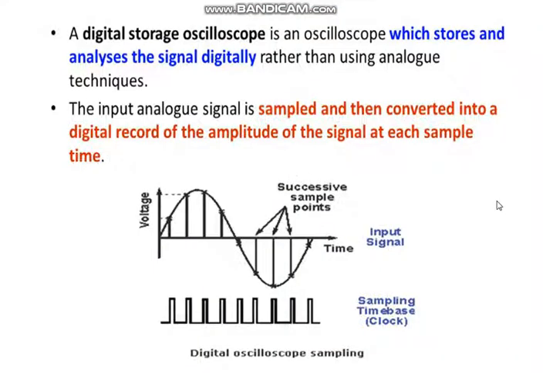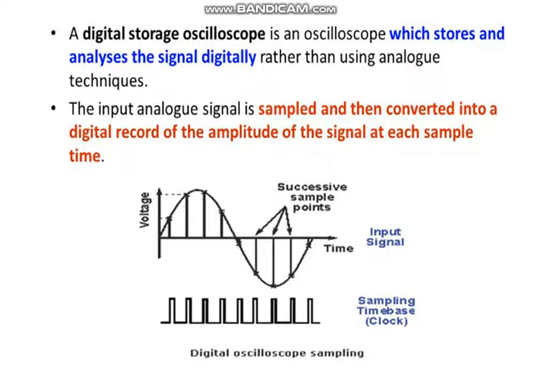Now let me see the basic functionality or basic phenomena behind which your DSO is going to work. Your DSO is an oscilloscope which is going to store and analyze the signals in digital form. How it does this is that the input analog signal is sampled. Sampling means at a particular frequency the data is taken, and it is converted into a digital record of the amplitude of the signal at each sample time. That is a very simple form. What we can say is sampling is converting your analog to digital.